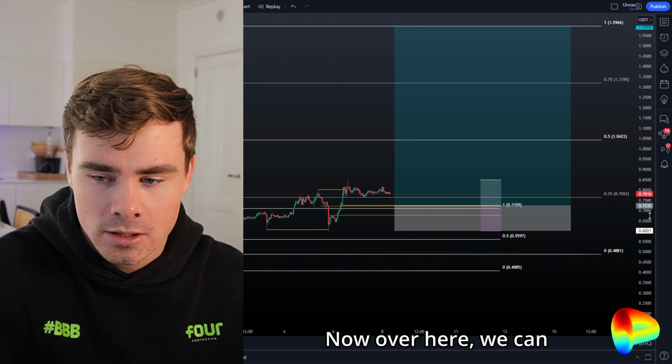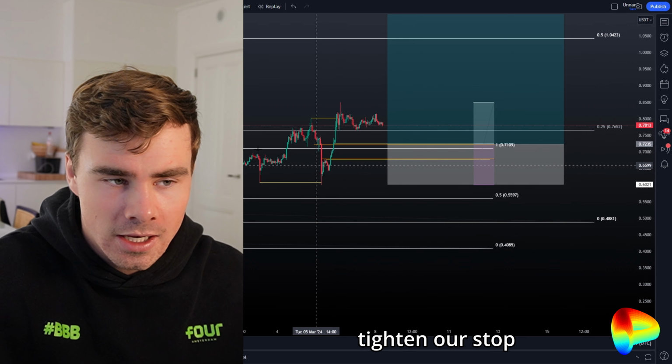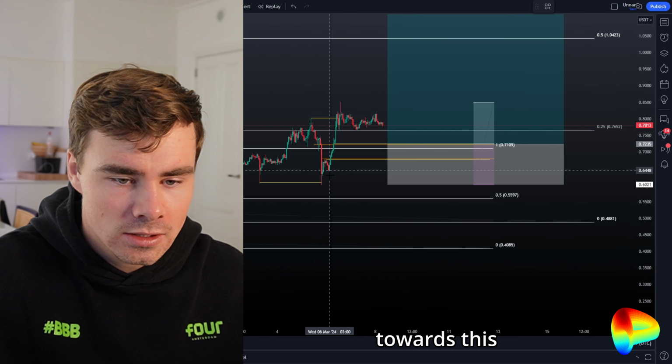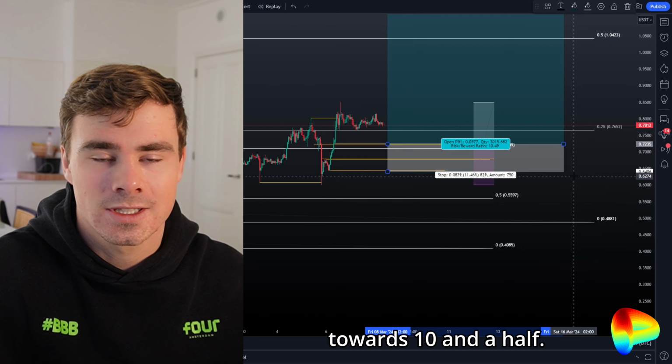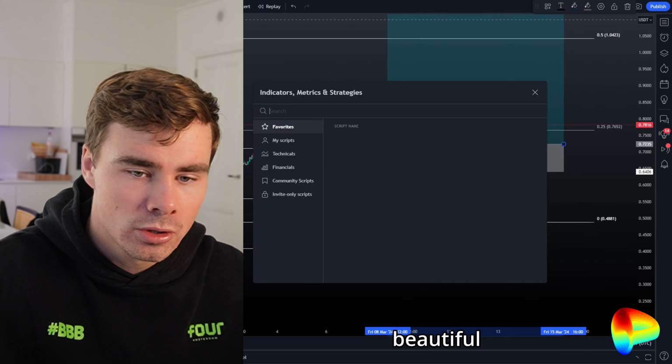Now over here, we can also decide to even tighten our stop towards this low over here, okay? Then the RR even increases towards 10.5. And I think this is a beautiful potential trade.